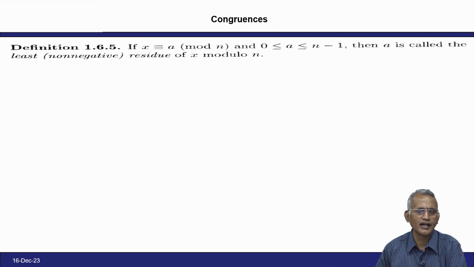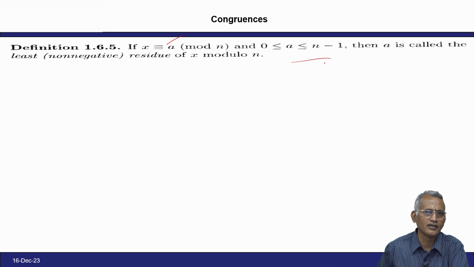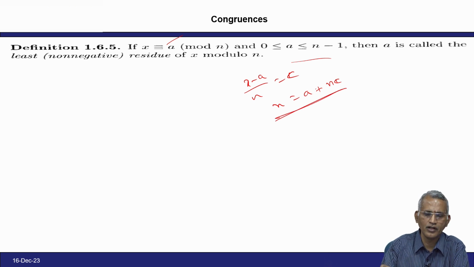Next, if x is identically equal to a under modulo n, and a lies between 0 and n minus 1, then a is called the least non-negative residue of x under modulo n, because we do not know the value of x. If you apply this technique, then you can easily write the corresponding values of x. Taking x minus a divided by n equal to k, then x equals a plus nk in terms of the equation. So it comes under a linear Diophantine equation, and we can determine the value of x.